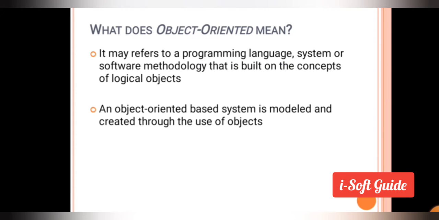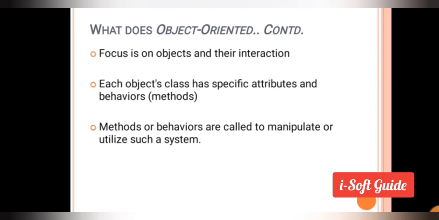If we consider this object oriented environment, each object's class has specific attributes and behavior, which is also called a method. Attributes and methods are there for each and every class, and these methods or behaviors are called to manipulate and utilize the system. For example, if we consider an object oriented system for any business area, in any business area there are particular objects.